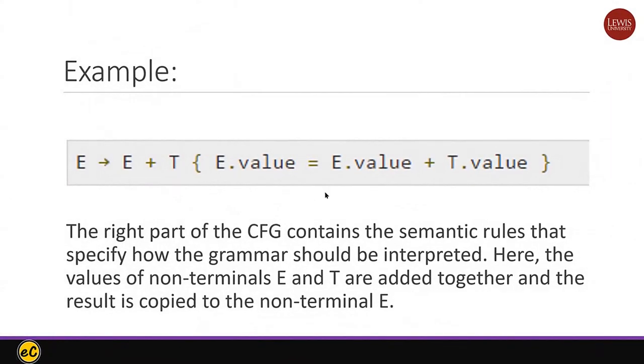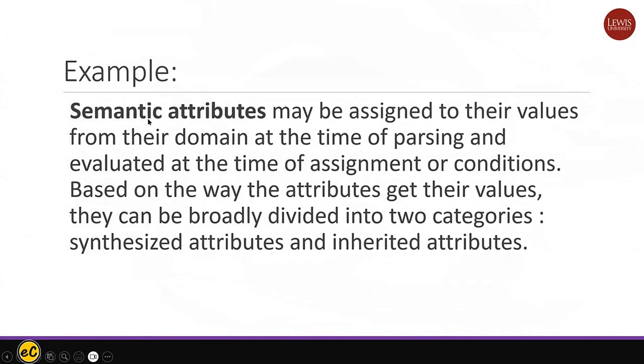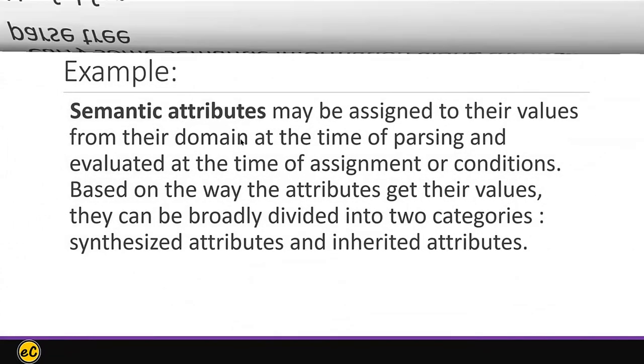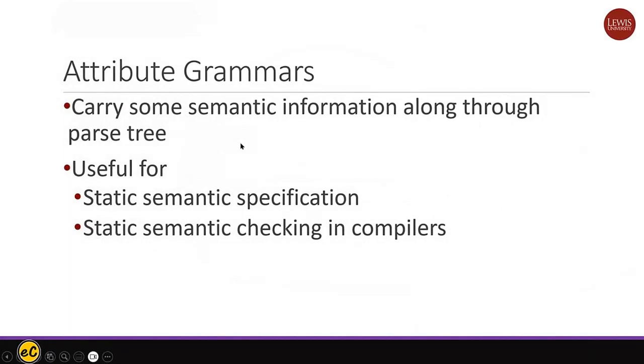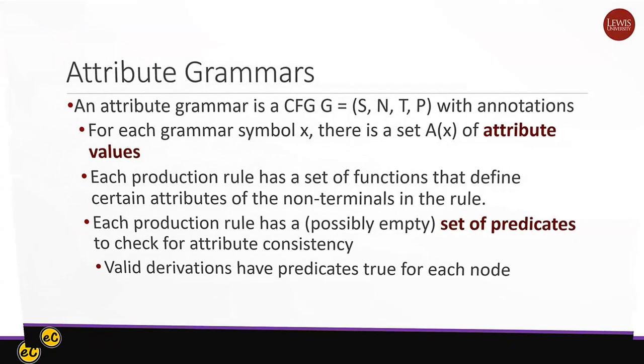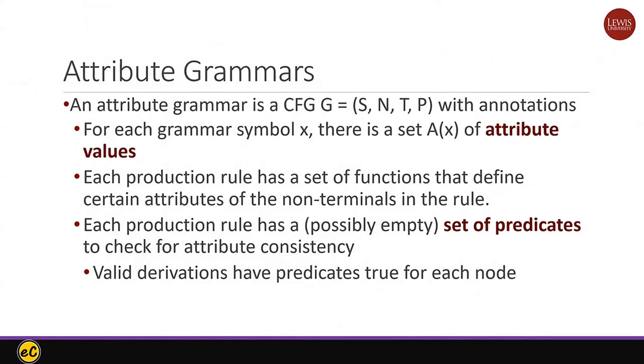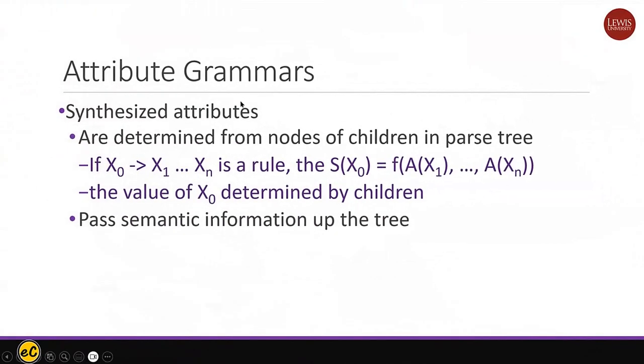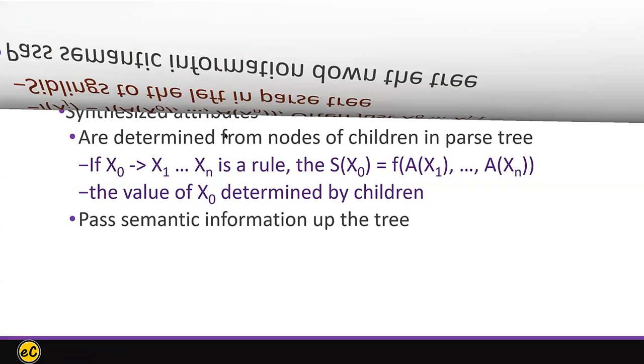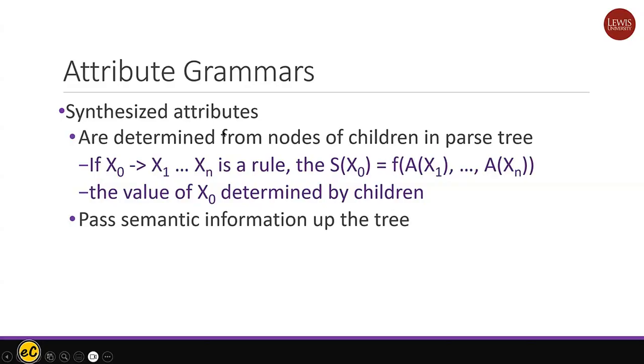So here you have the grammar, and we call it semantic attributes. You have a set of predicates and attribute values. There are two types of attribute: synthesized attribute and inherited attribute. The synthesized attribute means that your value is determined by your children's. The value of the current node is a function of the children's.